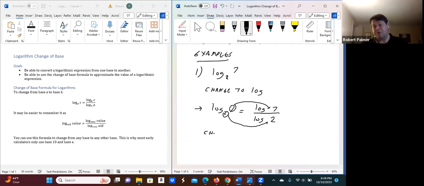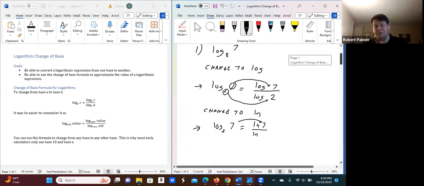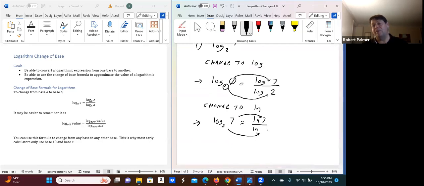You can also change to any other log as well. Let's say we want to change to natural log. We can do that too. So log base 2 of 7 is equal to a fraction with natural log in both places, up top and below. What goes on top is my value, 7, and what goes on the bottom is my old base, 2. Now, these values are equivalent.